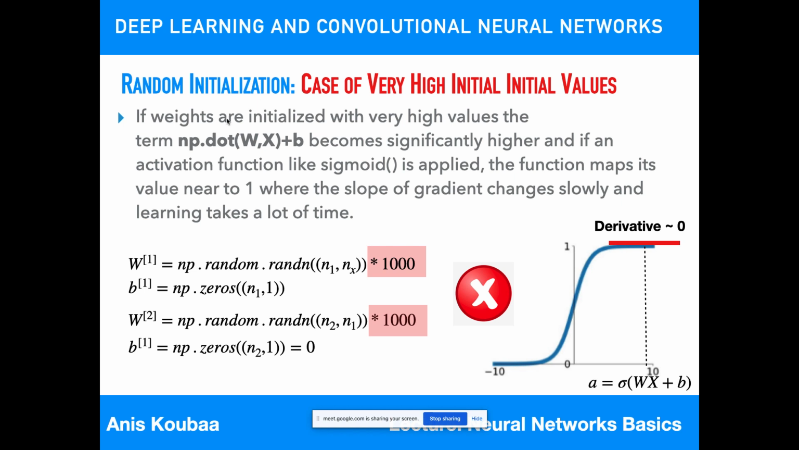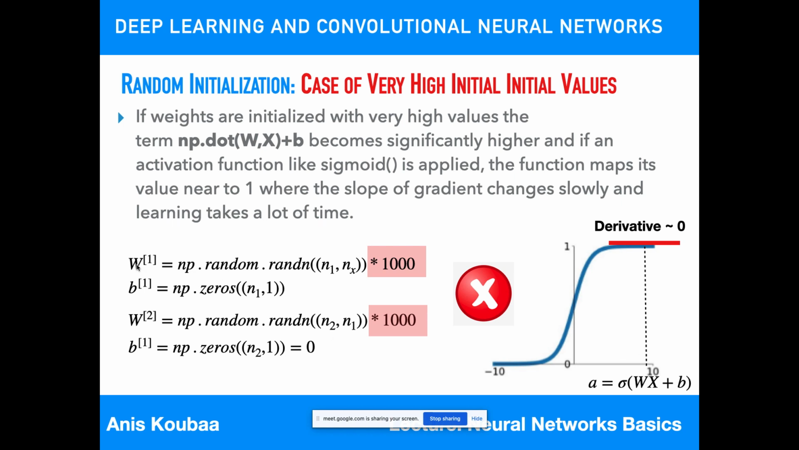If the weights are initialized with very high values, the dot product Wx plus b becomes significantly higher. When an activation function like the sigmoid is applied, it maps the value close to 1, where the slope of the gradient changes very slowly and learning takes a lot of time. Now, what does this mean?